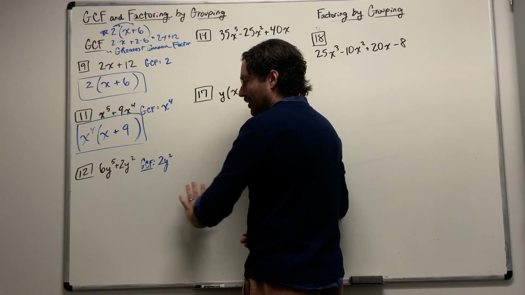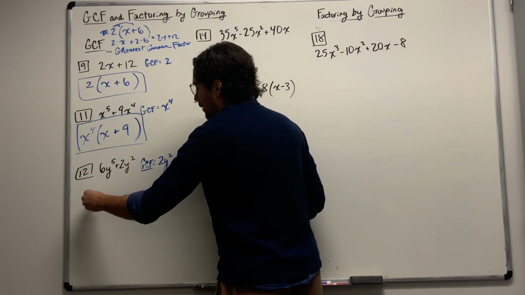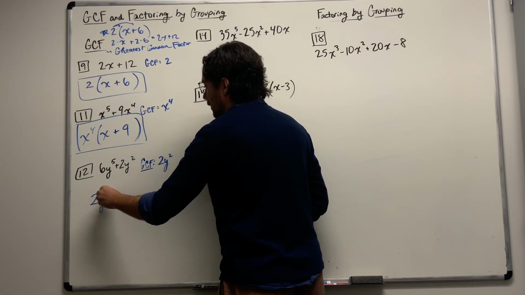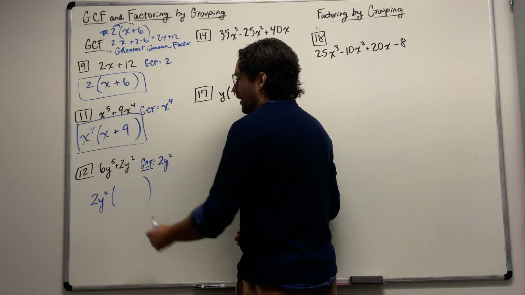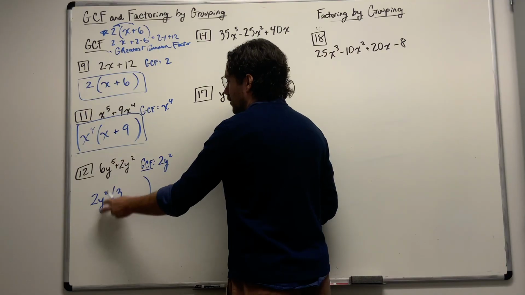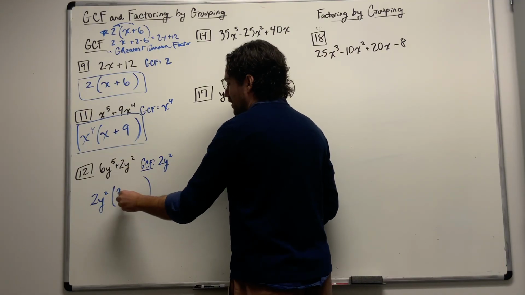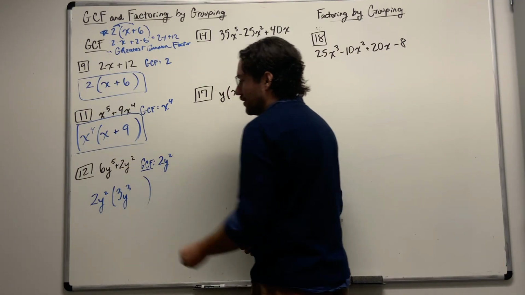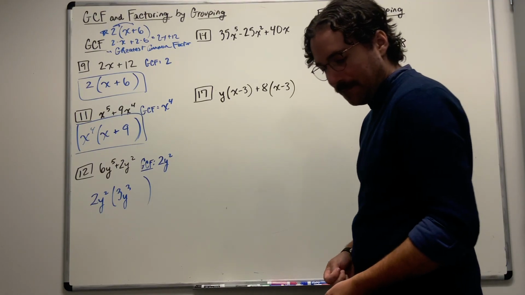So we're trying to think, what can we extract out? So the 2y squared should be in front. And then 6 divided by 2 is 3. We took 2 y's out. We had 5 originally, so there should be 3 left over. 3y cubed.